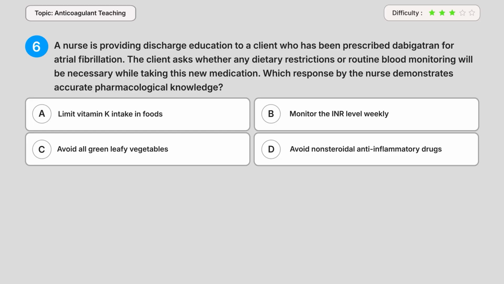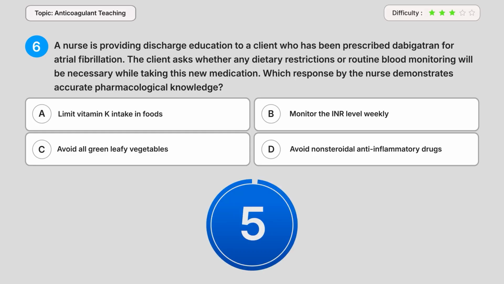A. Limit vitamin K intake in foods. B. Monitor the INR level weekly. C. Avoid all green leafy vegetables. D. Avoid non-steroidal anti-inflammatory drugs. Can you guess the answer?